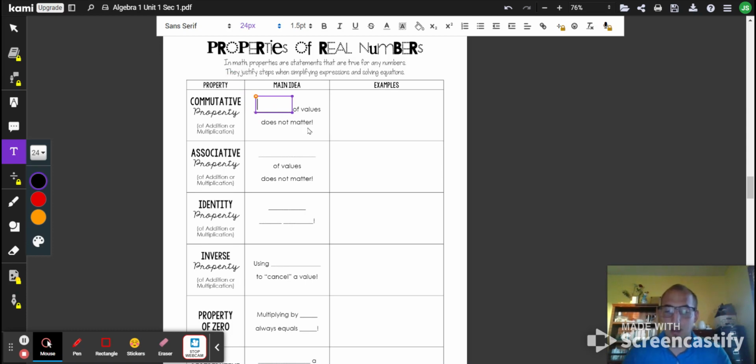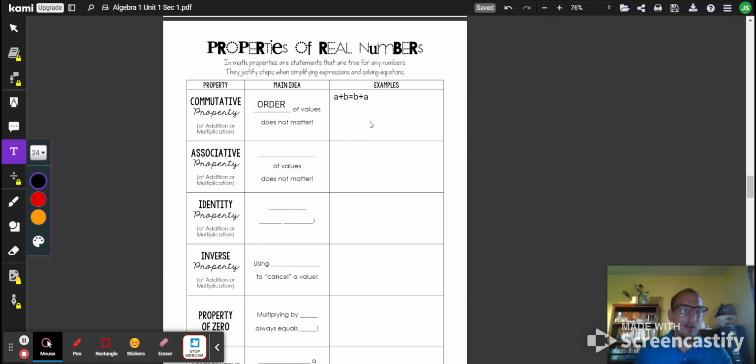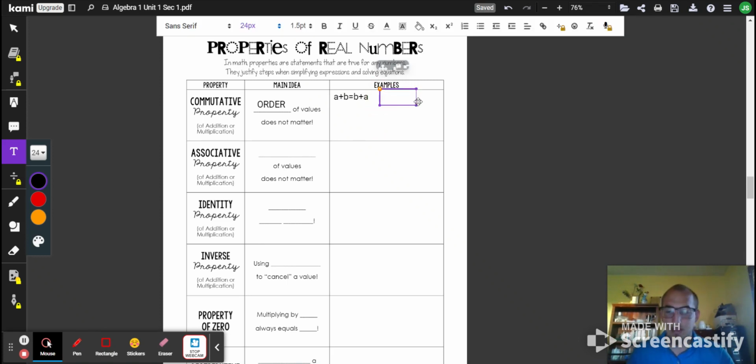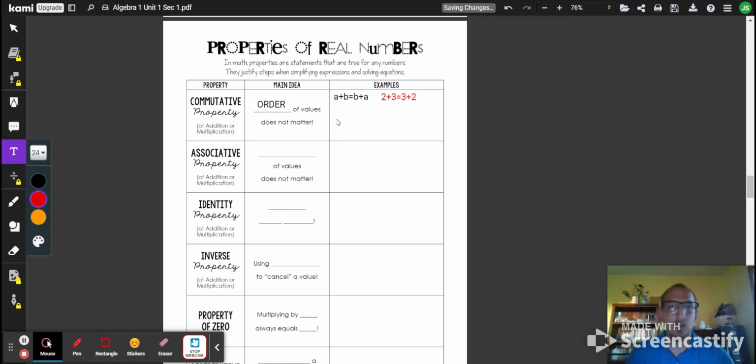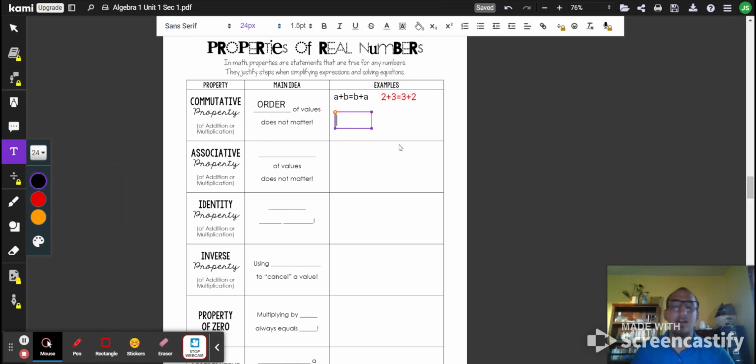The commutative property has to do with how the order of values does not matter. An example would be A plus B equals B plus A. So whether you put it one way or the other, it should be the same thing. And for a number example, just pick two numbers: 2 plus 3 is the same as 3 plus 2. That seems pretty straightforward. And that's the addition one.